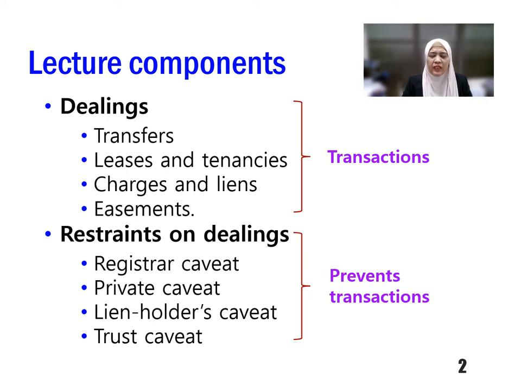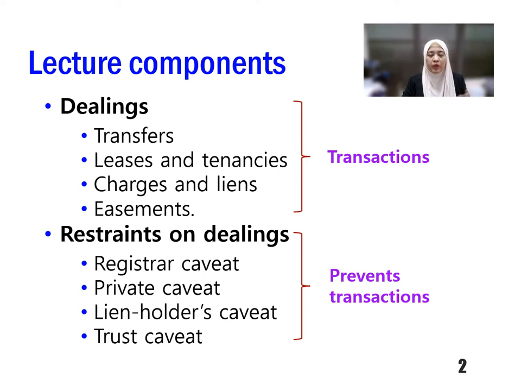We actually are not going to touch on the right of way, which is also another type of dealing on land. I think for that, you can read on your own. This is not covered under this course. So the transactions, which can be divided into transfers, leases, tenancies, charges and lien, and also easements, can be prevented from occurring by something which is called restraints on dealing.